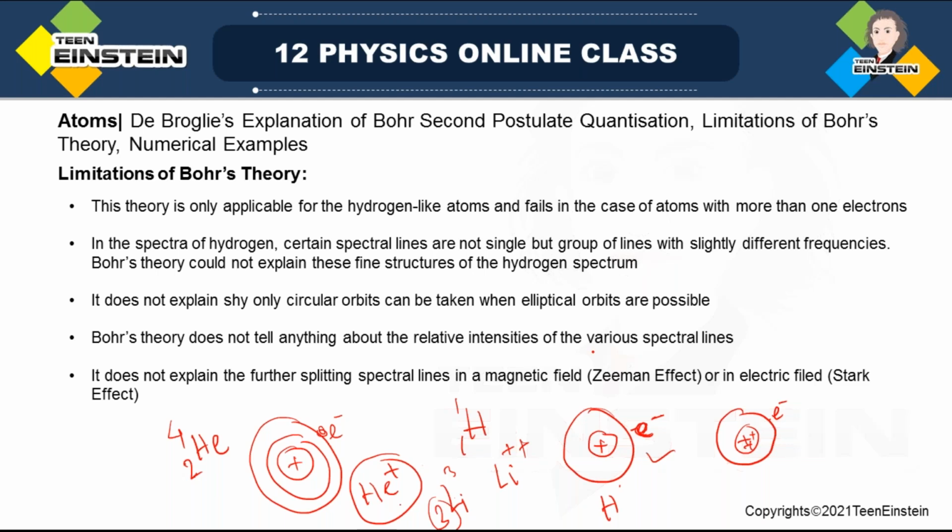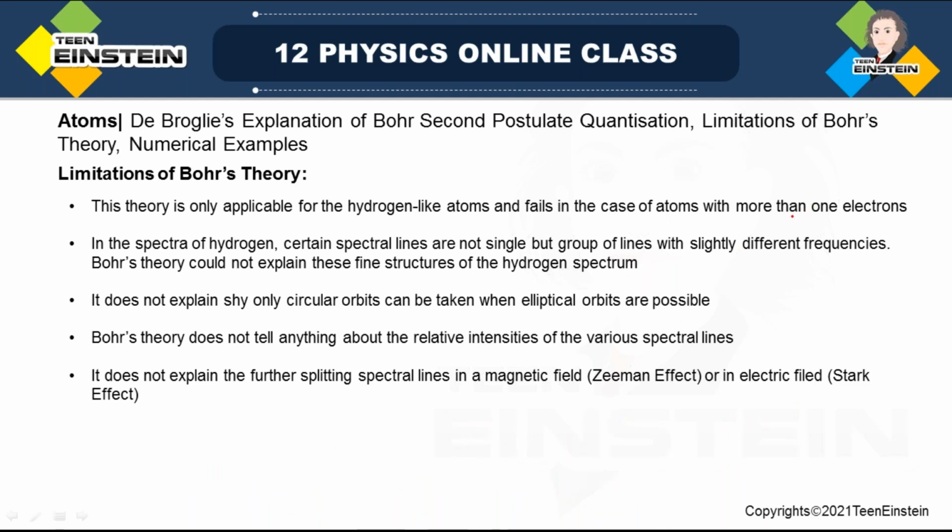So Bohr's theory is applicable only for hydrogen or hydrogen-like atoms. It cannot explain atoms which have more than one electron in the outer orbit. It cannot explain things like the spectrum of those atoms with more than one electron.